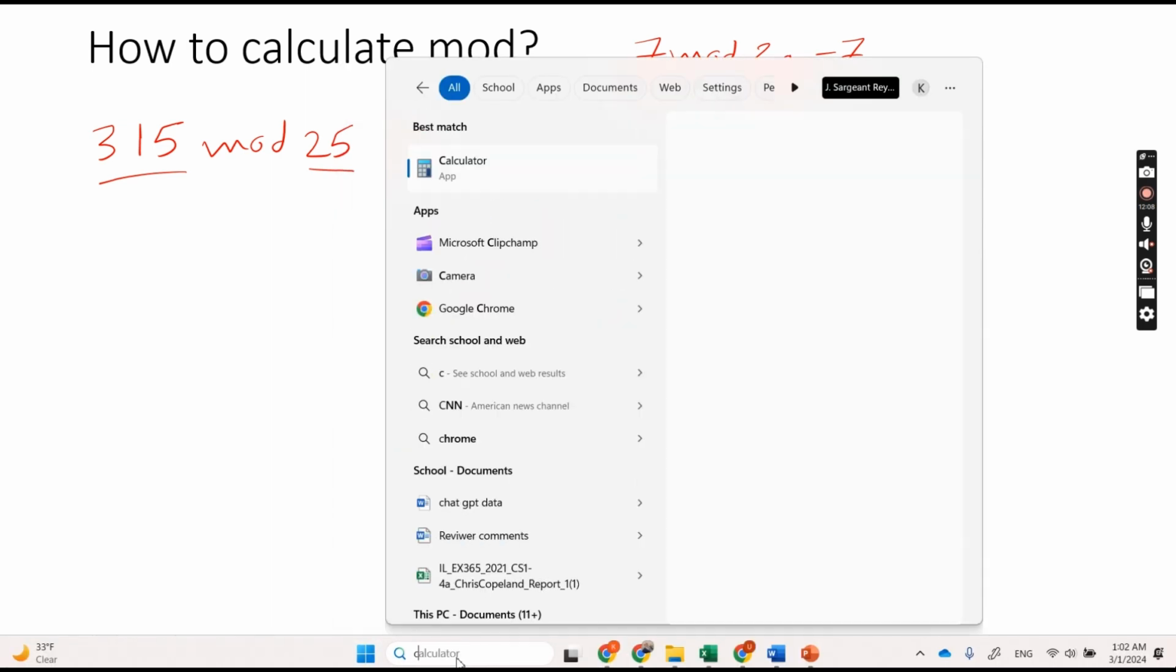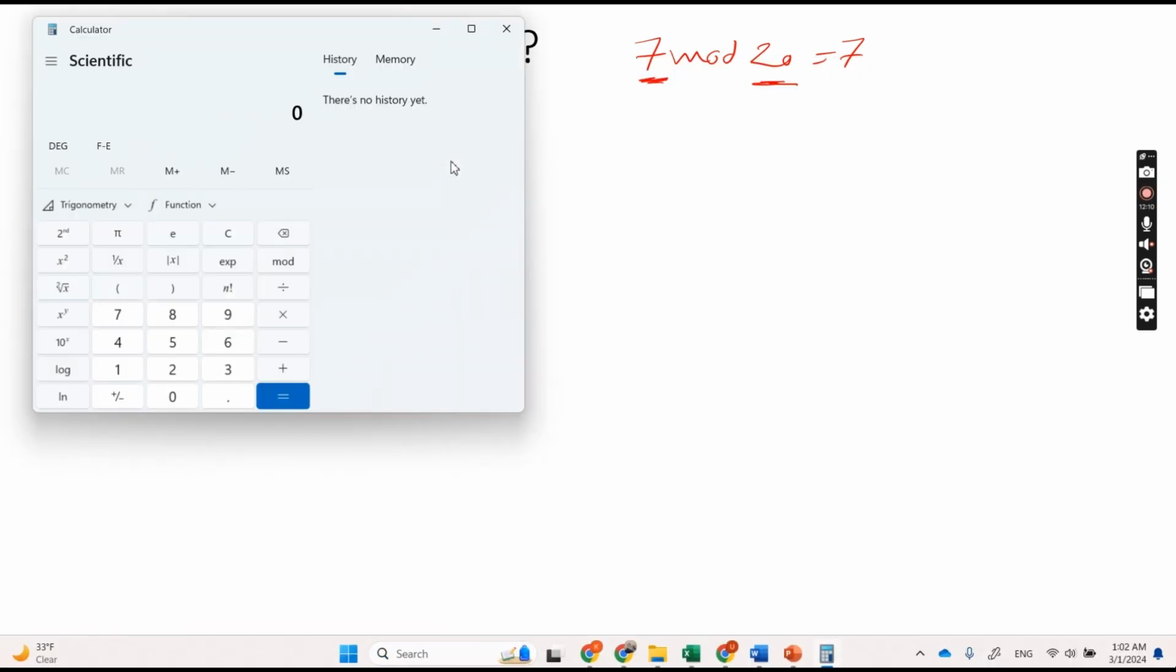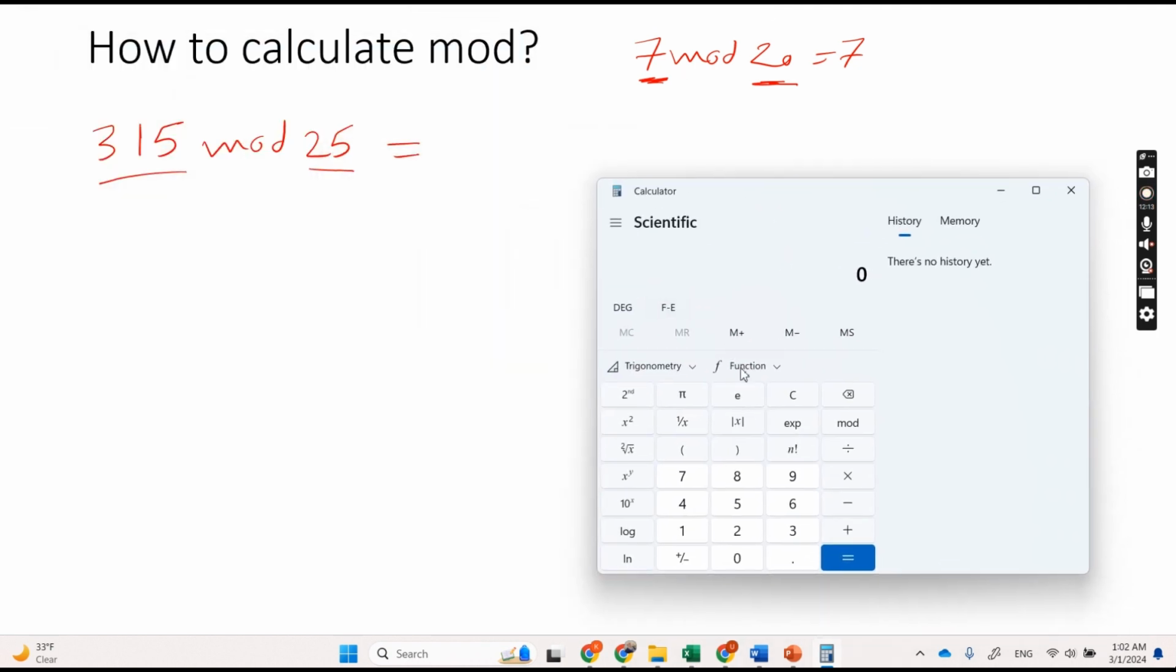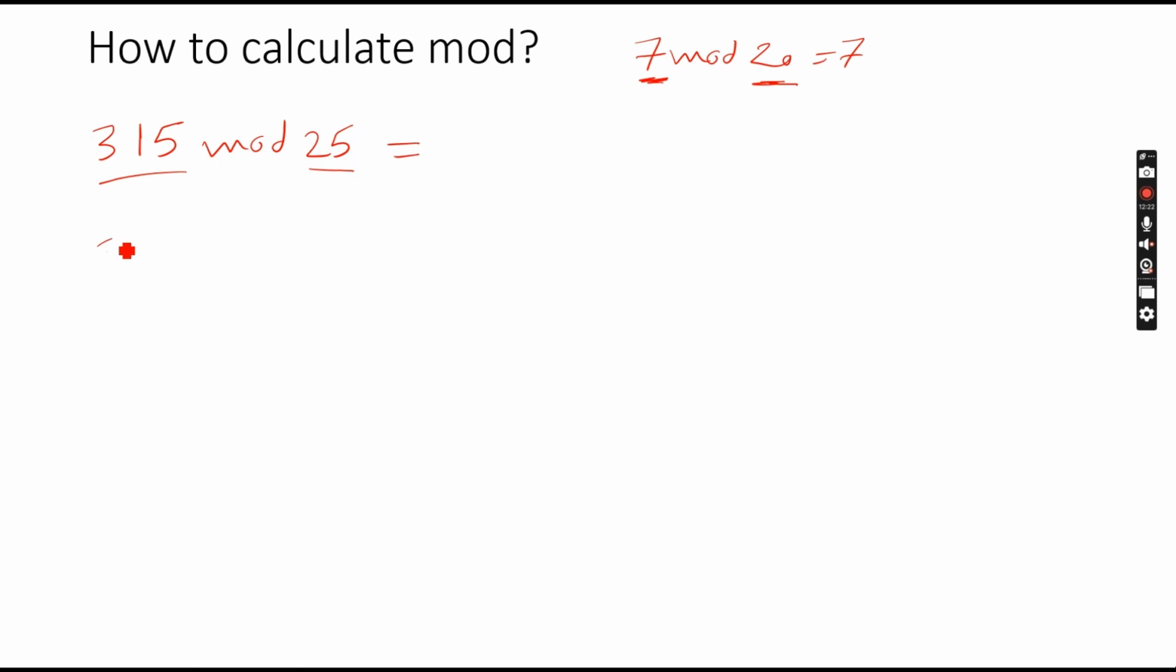Sorry, let's go to the calculator. Okay, now how can I calculate the mod? So I calculate the mod by what? I will divide 315 by 25. After you divide, you will find digits, then a decimal point, and then digits, correct? Anything before the decimal point should be subtracted.